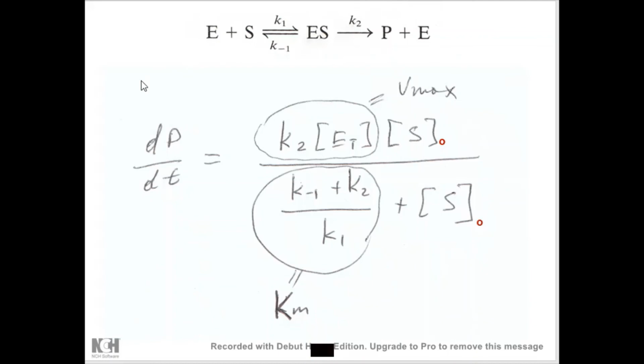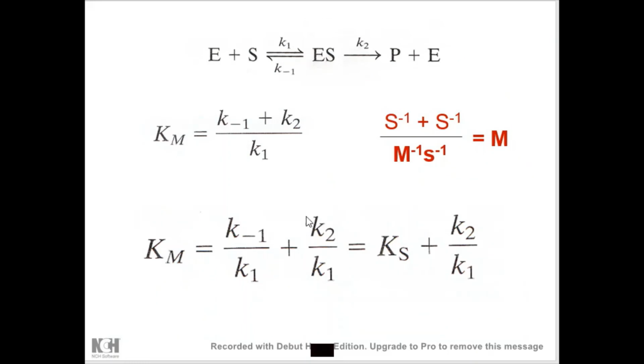Let's take a look at this expression, which is called the Michaelis-Menten equation. This is the rate of enzymatic reaction depending on all known parameters: initial substrate concentration, total enzyme concentration, and the kinetic parameters. This expression right here is called the Michaelis-Menten constant, and K2 times ET is called Vmax. We will discuss what this is.